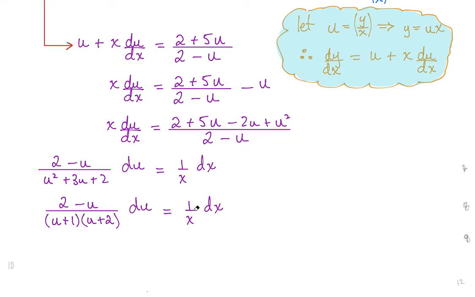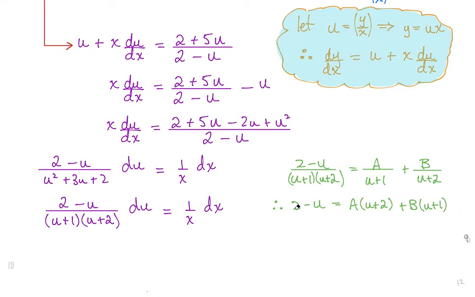And at this point, I'm going to use our partial fractions technique to separate this into two fairly easy fractions to integrate. So we begin by saying (2 minus u) over (u plus 1)(u plus 2) is just A over (u plus 1) plus B over (u plus 2). Now by cross multiplication, we get that 2 minus u is A(u plus 2) plus B(u plus 1). So that's just multiplying through by this denominator.